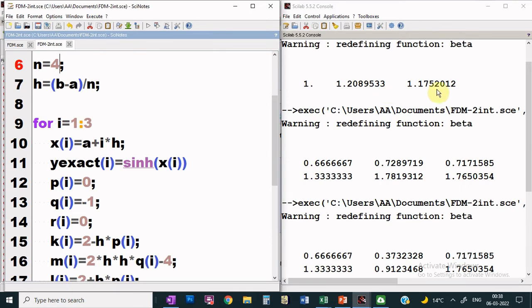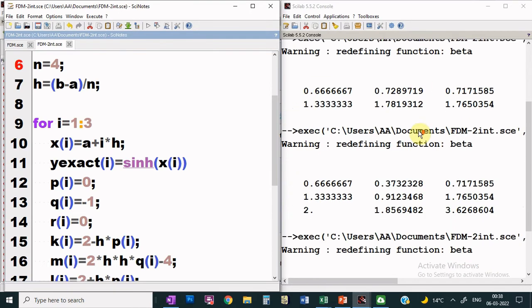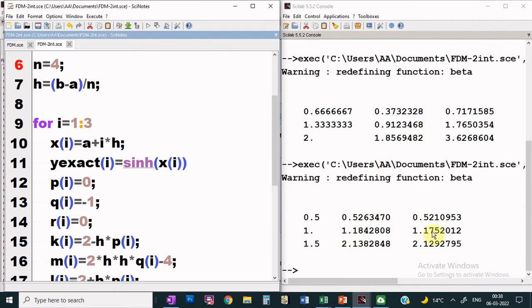So we see that the difference over here is much larger in comparison to the value of y when we increase the number of intervals to 4. So this error has become less. As you increase the number of intervals further, the error will reduce, and in order to do that we have to make the general program.